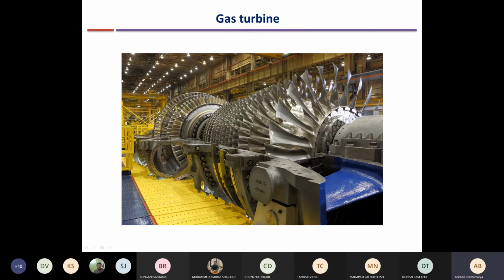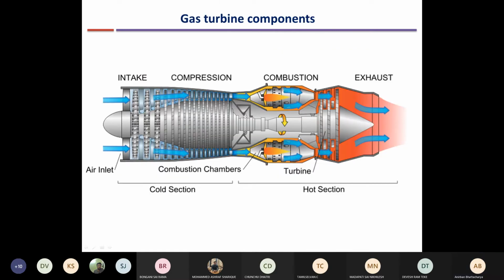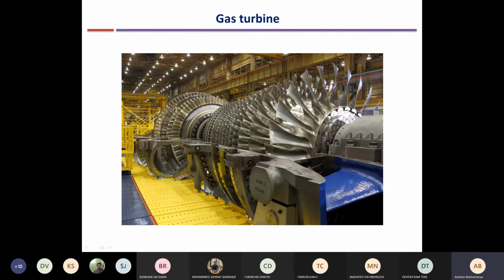And the work output from the turbine for industrial gas turbines is more as compared to the work input required for the compressor. So the excess work that remains in the shaft is transferred to a generator for generating power. We'll discuss a little bit more, some more topics.